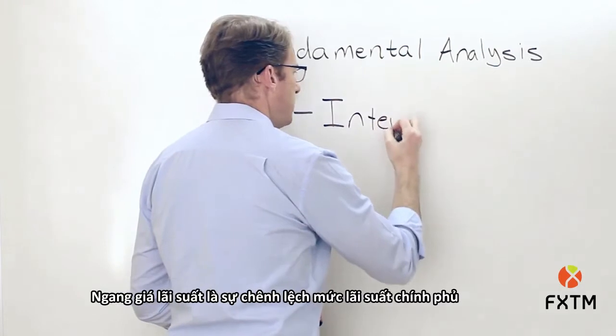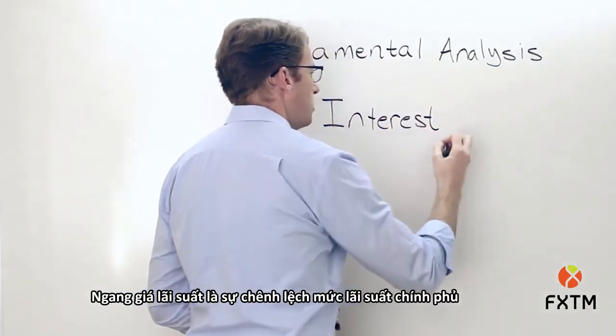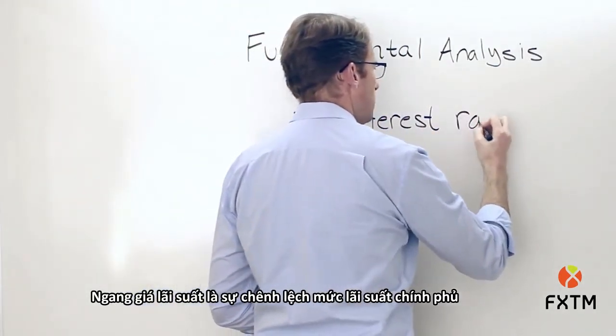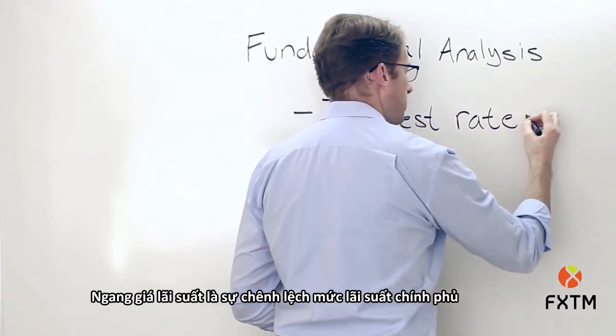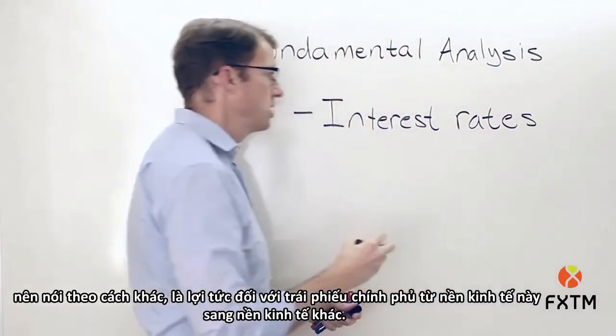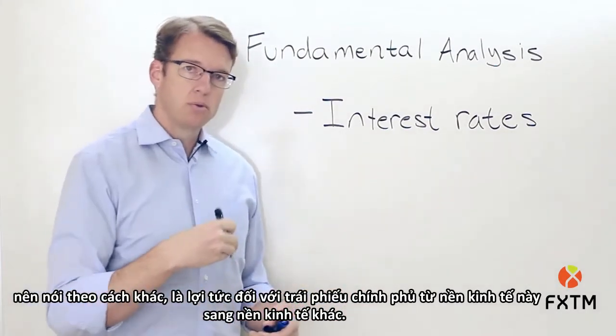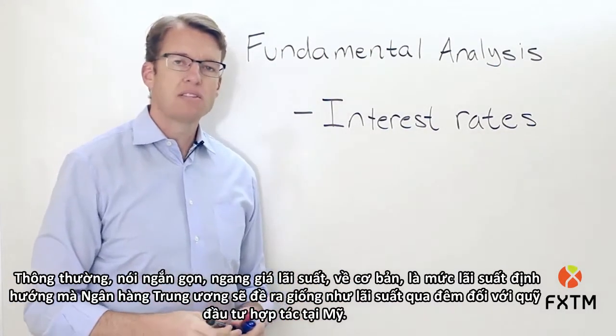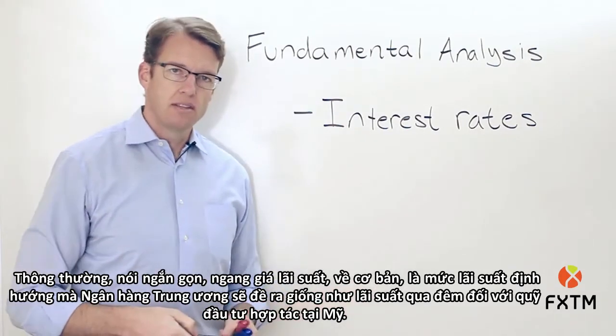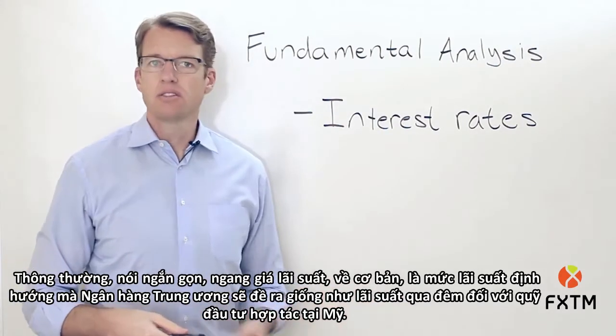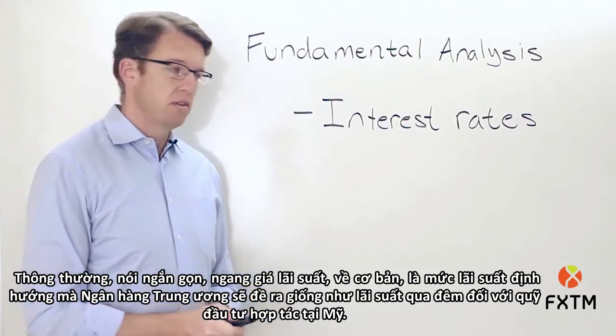Now, interest rate parity refers to the difference between the government interest rates, so in other words, the yields on government bonds from one economy to the next. So oftentimes we summarize this basically as the target rate that the central bank will set, like the Fed funds overnight rate in the US, for instance.